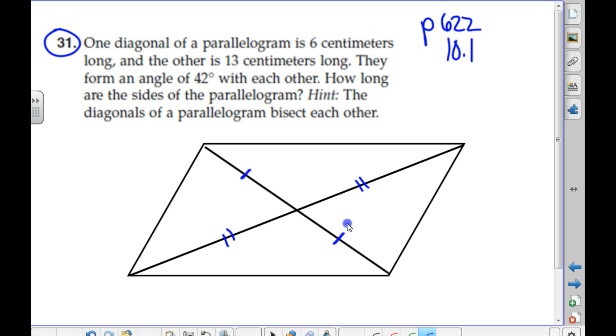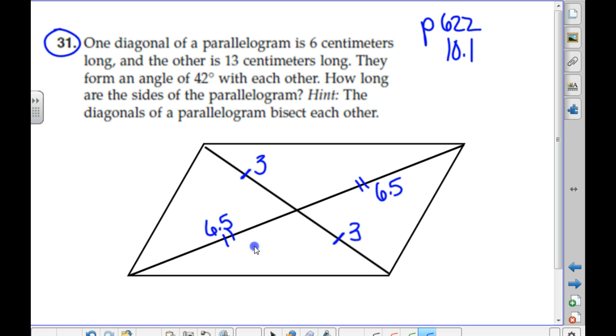Which one looks like it might have been 6 to you? Maybe the smaller one, that one looks shorter to me. So that would be 3 and 3, right? And this one looks like the longer one, so that would be 13 cut in half, which is 6.5 and 6.5. Does that seem okay? Yes, it does.